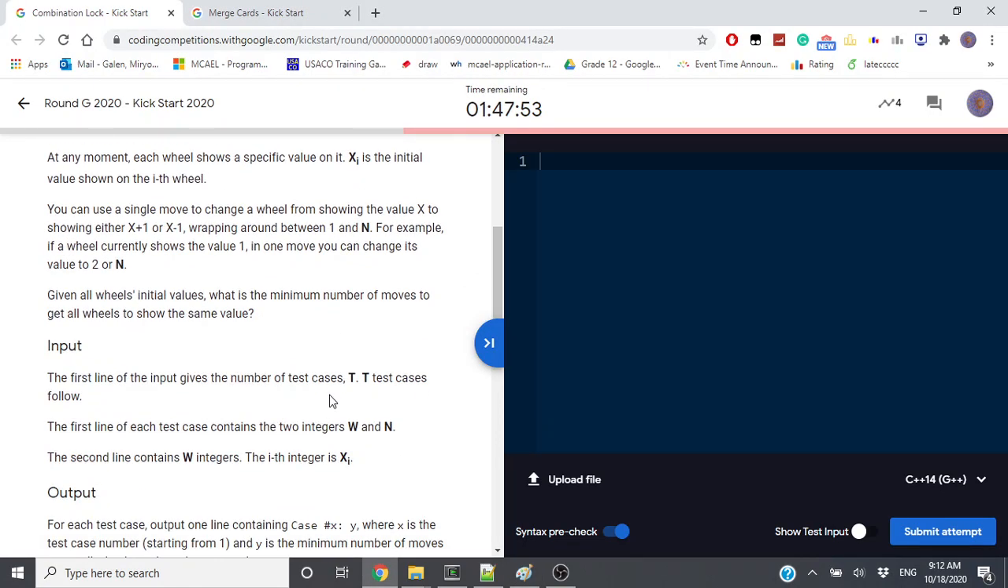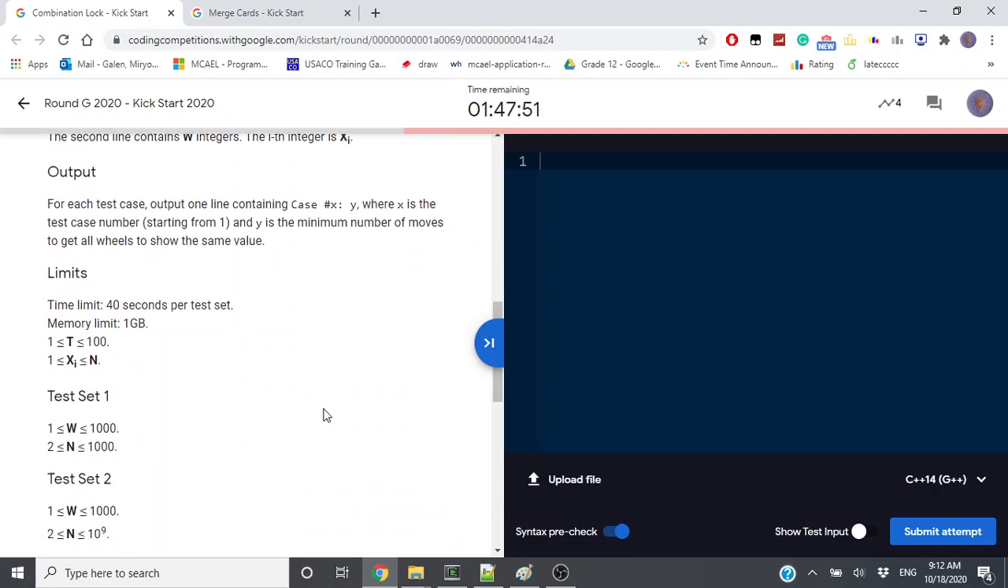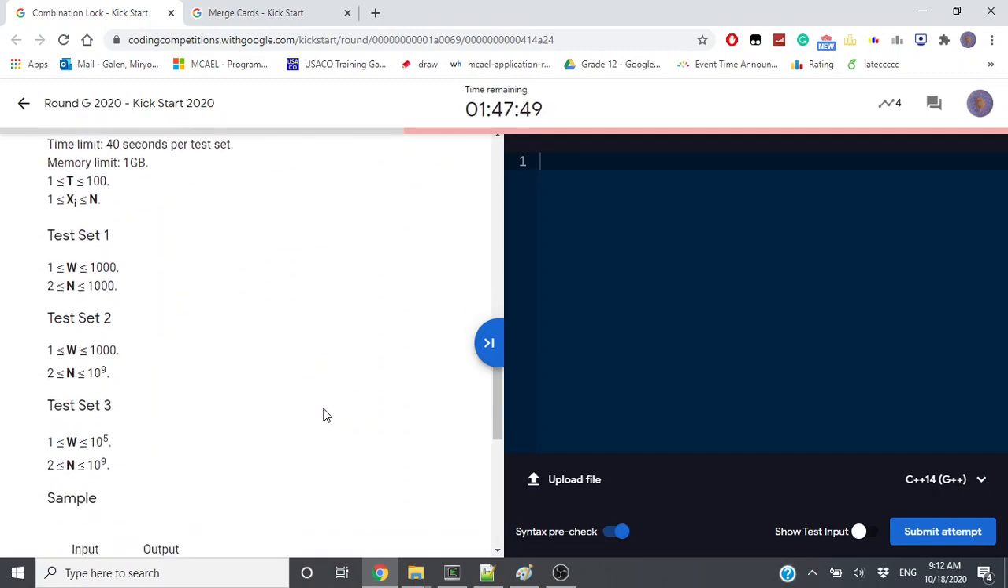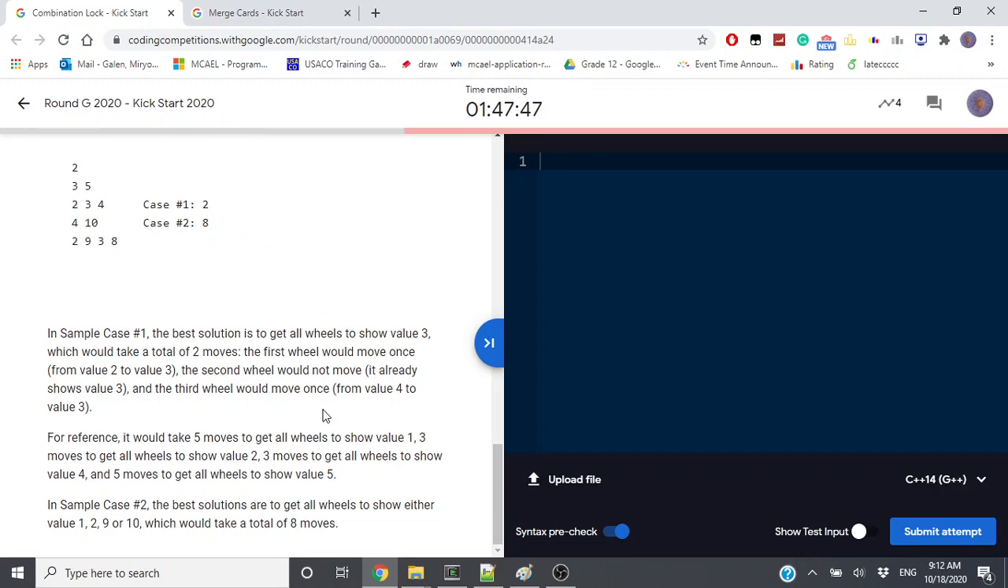Let's do combination lock, and this one I found absolutely terrible. I had a lot of trouble with it. Maybe it was easier than I thought, but I don't even know, man. It just kind of sucked.